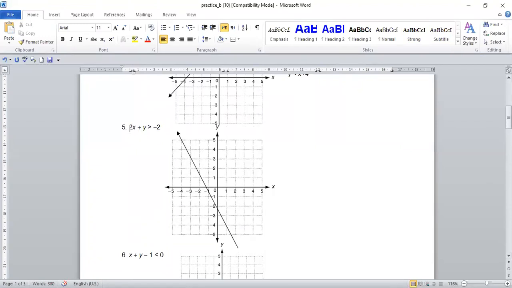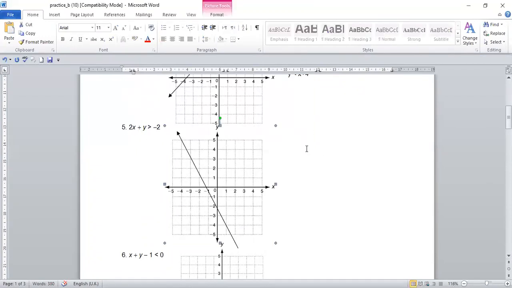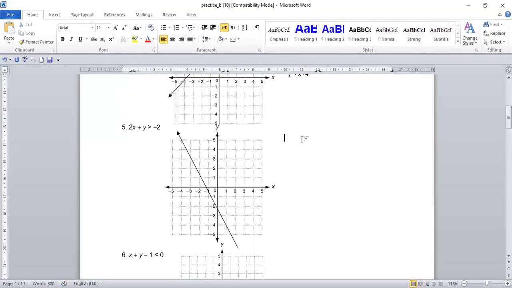Okay, moving to question number 2, we have 2x plus y is greater than negative 2. Now this is not in the form y is equal to mx plus b, so let's arrange it. y is equal to, so 2x will become negative 2x, and negative 2 is already on this side, so nothing will happen to that. So let's find out the slope and the y-intercept. First the y-intercept is going to be how much? Negative 2.